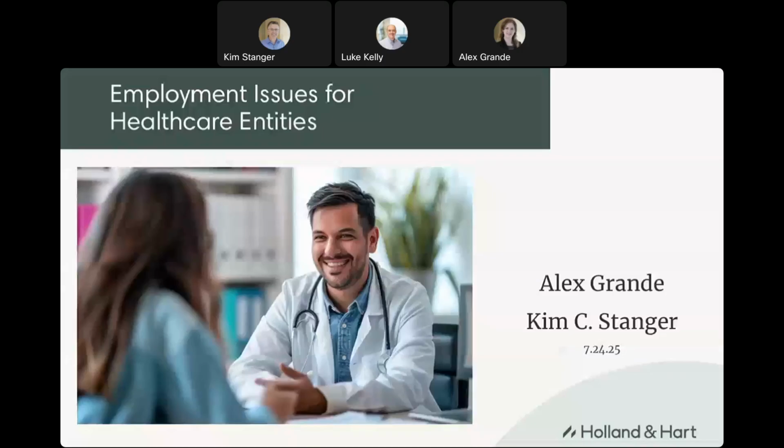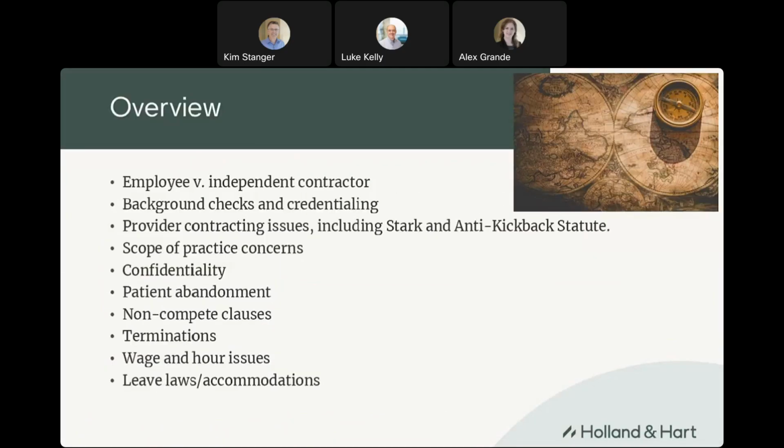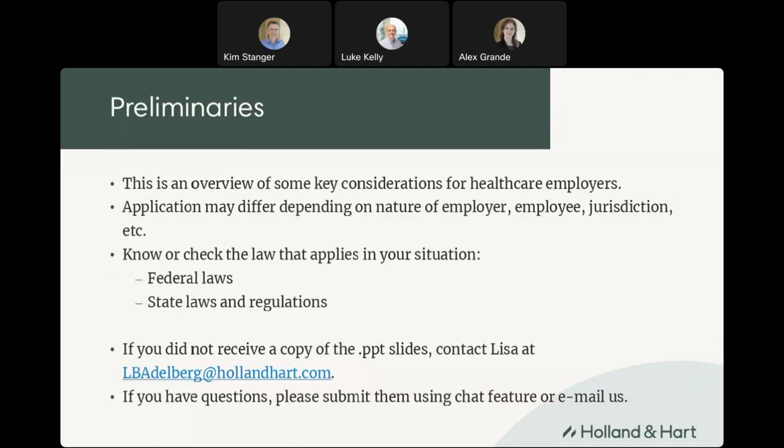We're thinking about what are some of the things that you, as healthcare entities, need to be concerned about in the employment context? To that end, in this presentation we're going to cover a bunch of different topics. We're not going to get in depth on really any of these. We won't have time to, but we just wanted to make sure that you as healthcare employers are aware of some of the issues that may be out there that may affect what you're doing.